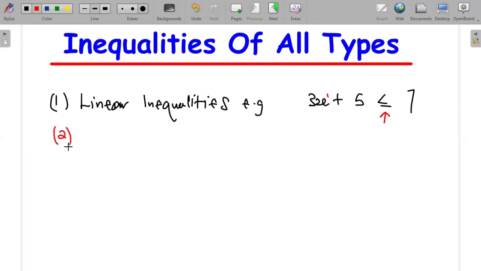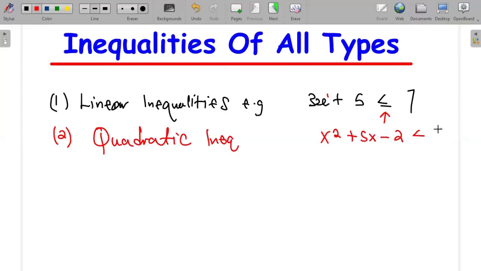The second type that we can have for these inequalities is what we call a quadratic inequality. So this simply means that the inequality has a quadratic expression. For example, it can be x squared plus 5x minus 2 is less than 0. So we see that in this inequality, we have a quadratic like that. Then we're going to say that it is a quadratic inequality.